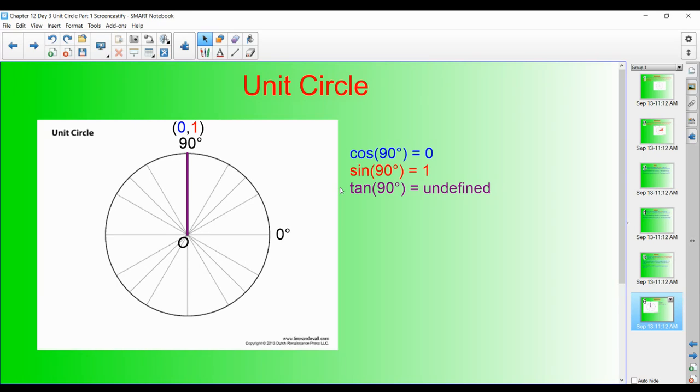Now, you should be able to fill out 0, 90, 180, and 270. So you should go ahead and fill out 4 points on your unit circle and check them with a calculator. And that's the basic start to the unit circle.